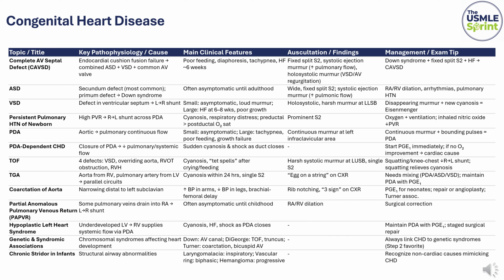On step 2, the key is not to memorize every anatomy detail but to recognize the physiology, who's cyanotic, who improves with oxygen, and who needs that prostaglandin drip right away.